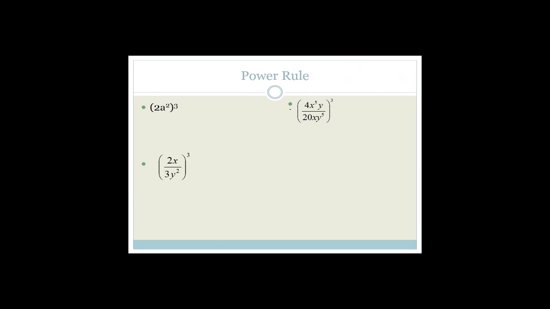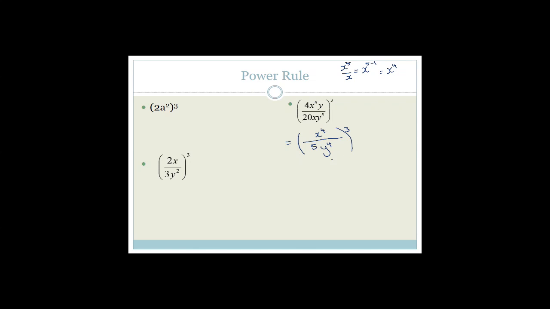So first things first, we're going to simplify this. 4 goes into 20 5 times, so we're left with a 5 at the bottom. We've got x to the 5 at the top and x at the bottom, so you're left with x to the 4 at the top, because that's 5 minus 1. Looking at that separately, x to the power of 5 over x is the same as x to the 5 minus 1, which is x to the 4. And then you've got y at the top and y to the 5 at the bottom, so you're left with y to the 4 at the bottom, all to the power of 3.